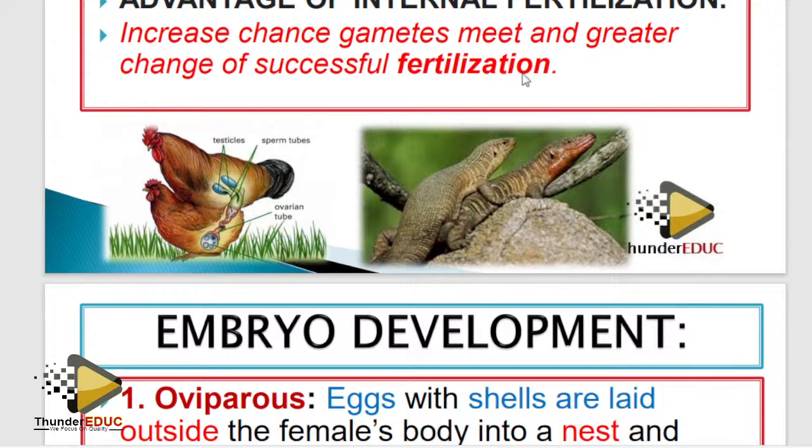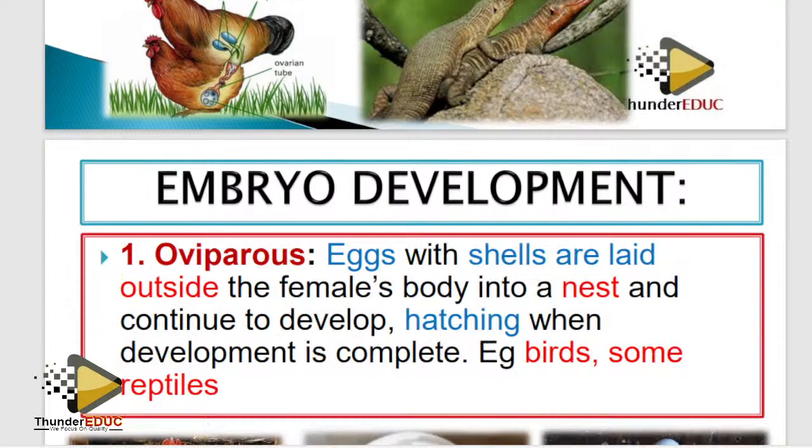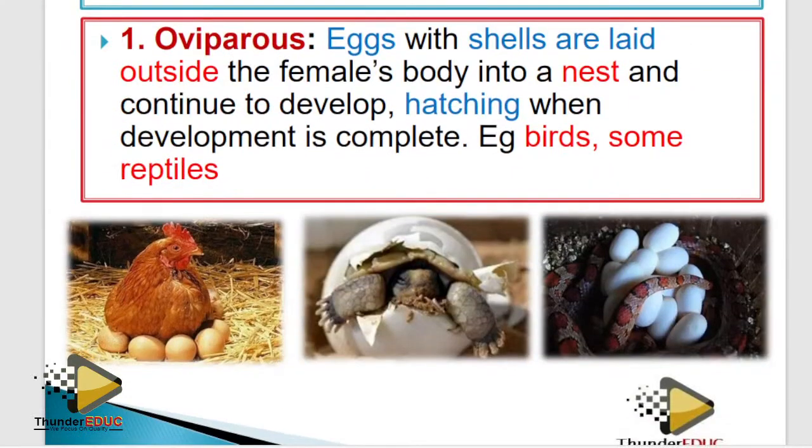You need to know the examples of each, because if you don't, then you won't be able to identify which organism belongs to which mechanism of fertilization. That's number one.